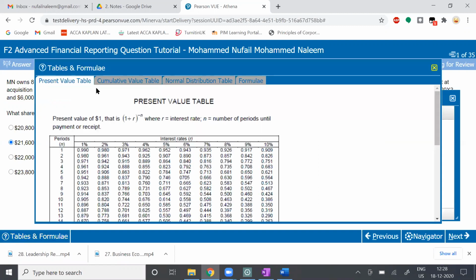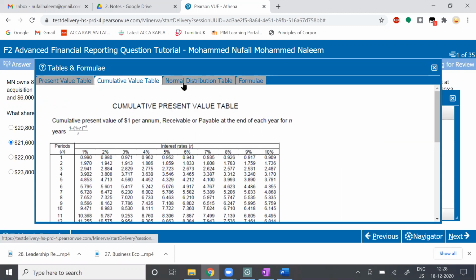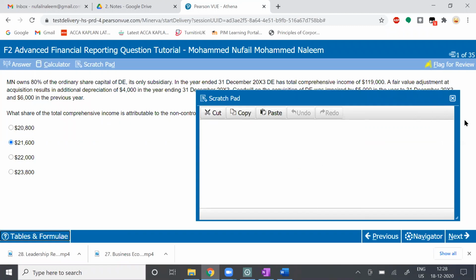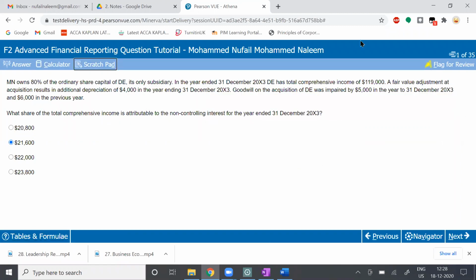Do you have the present value table, cumulative normal distribution, and formulas? But I don't think that is required for FE2, right? Students, for E2 it may not be required. So, Fauzan, are you clear with what the flag for review option is? Yes, sir. Fine. Maunir, are you clear with what the flag option is? Yes.